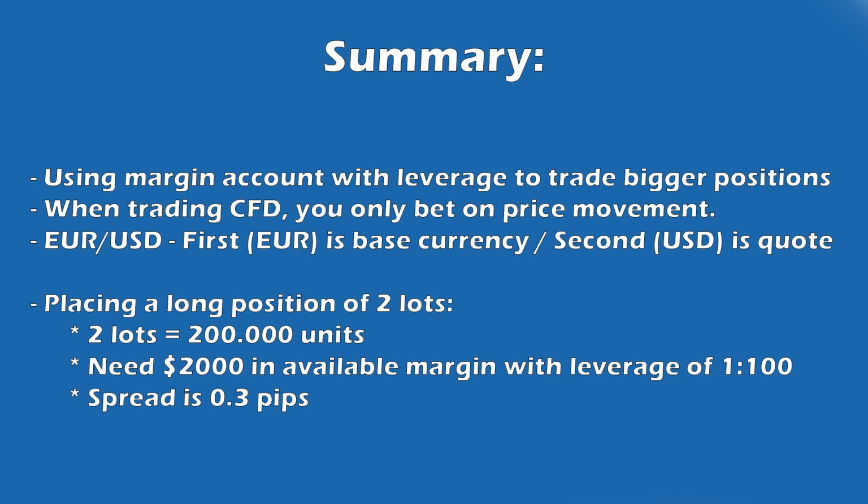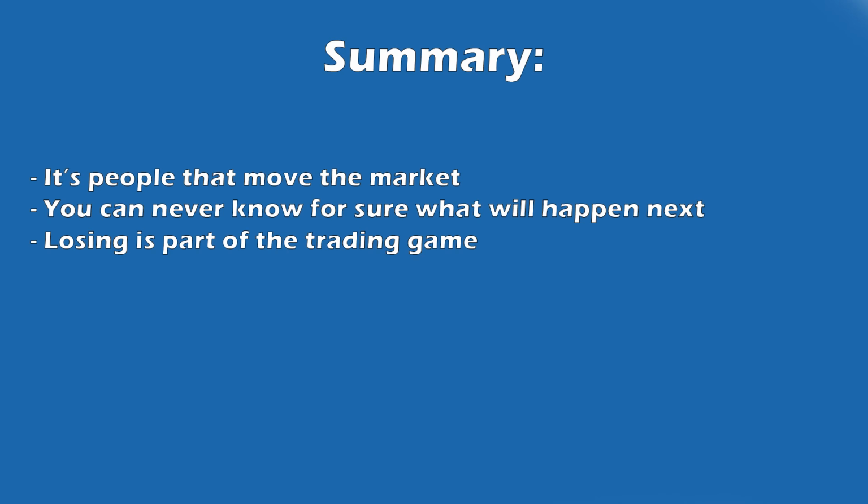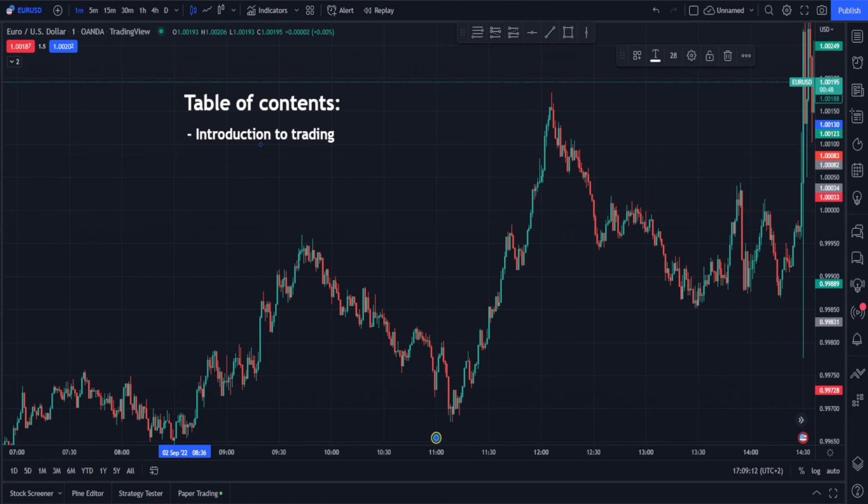Before entering the trade, we check and see that the spread is 0.3 pips or 3 pipettes. And lastly, we know that it's people that move the market, and that because of this, we can never know what will happen next in the market. We only use probabilities to give us a higher chance of a trade working out. Losing is part of the trading game. We barely scratched the surface of what we talked about in this video, but I believe that we can't go too deep either on each subject.